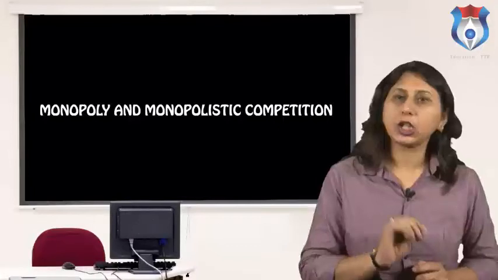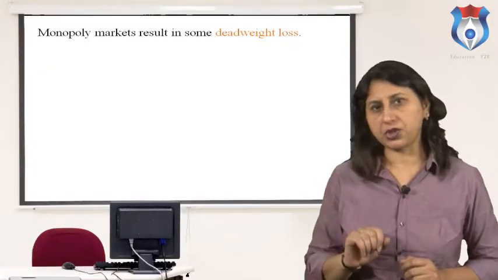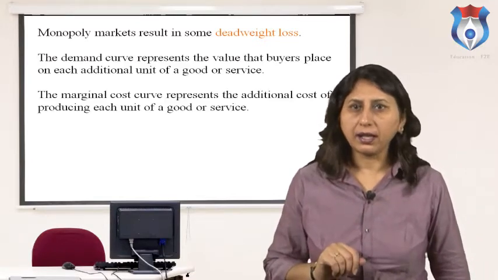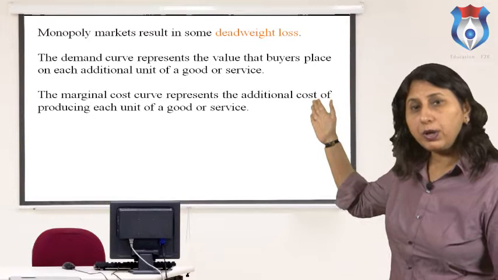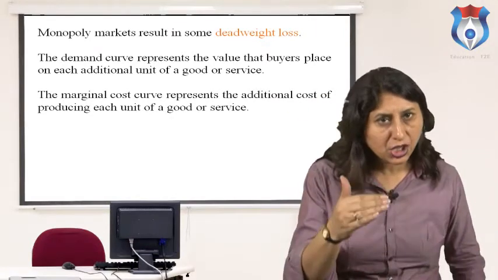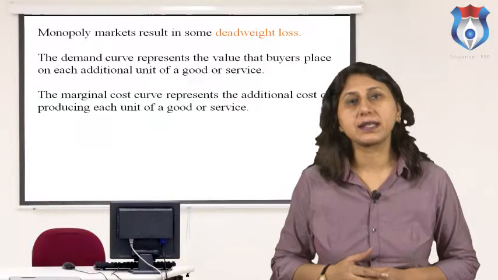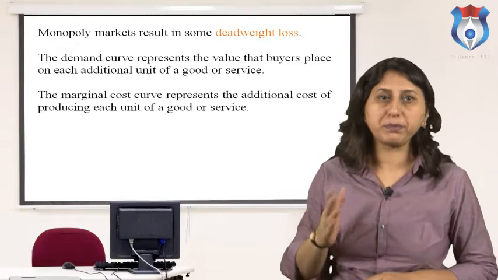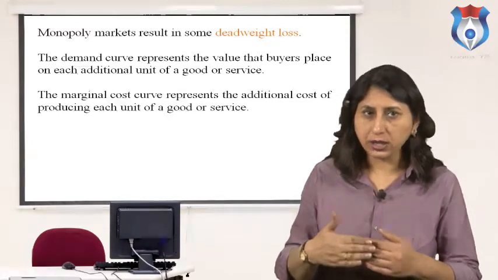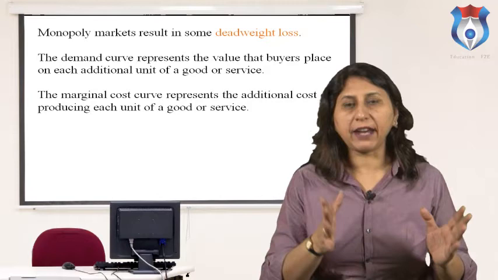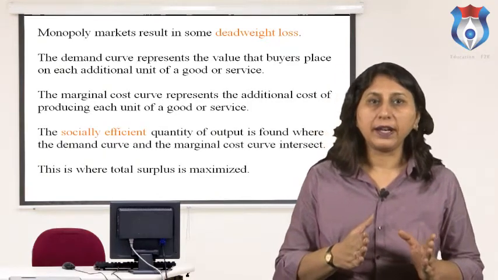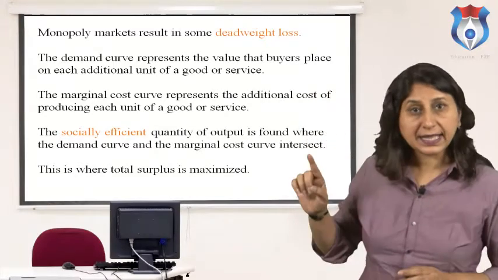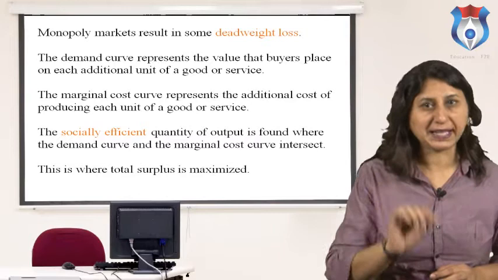Monopoly and monopolistic competition. A monopoly market results in some deadweight loss. The demand curve represents the value that buyers place on each additional unit of a good or service. The marginal cost curve represents the additional cost of producing each unit of a good or service. The socially efficient quantity of output is found where the demand curve and the marginal cost curve intersect. That is where total surplus is maximized.